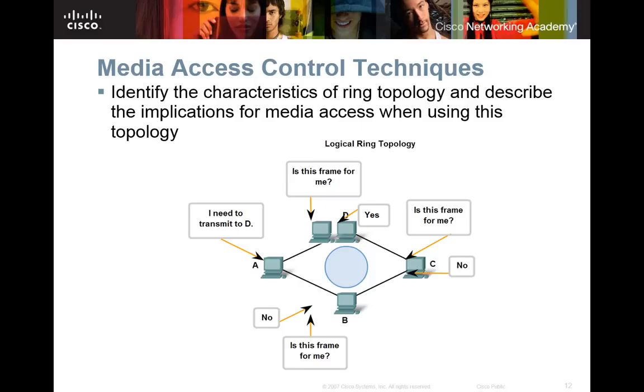Would that help? Sure. Because A needs to transmit to D. Is this frame for me? No. Is this frame for me? No. Is this frame for me? Yes. Okay. It was passing it around to where every computer saw it. Now, is that the best method of getting data from one place to another? No. Because that's more of a broadcast type environment, unless the computer next to you is the one that you're trying to send it to.